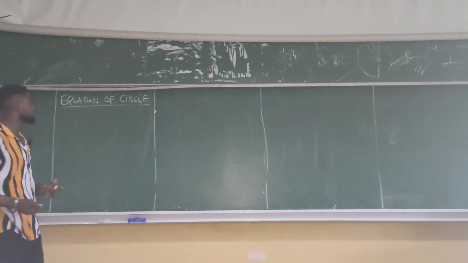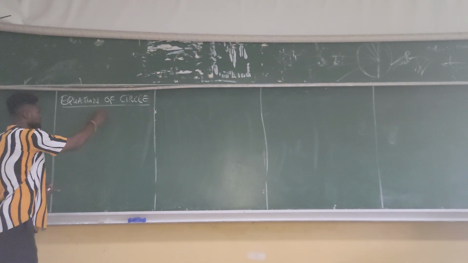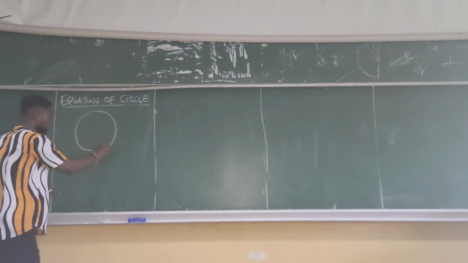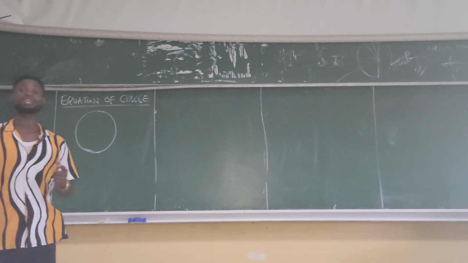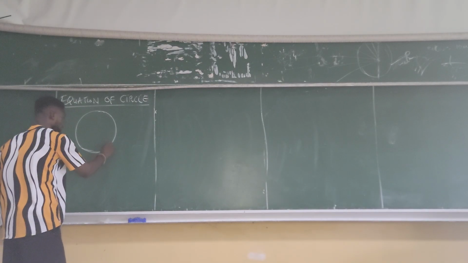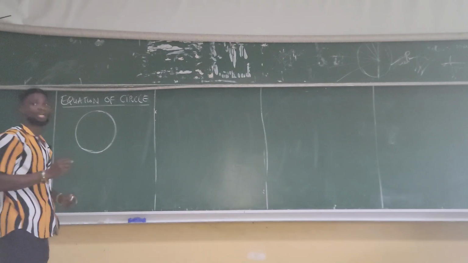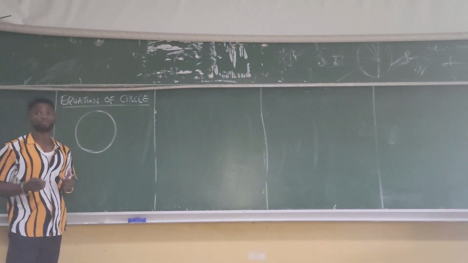All right, we all know what a circle is. This is a circle. A circle is not spherical, it's a rounded shape. And in a circle, we have different properties.